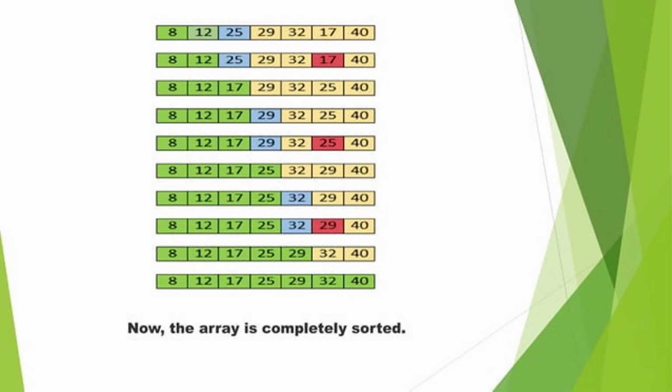Now again continue sorting. From index 4 onwards, the smallest element is 29. Swap 29 with 32. Now the resultant array is 8, 12, 17, 25, 29, 32 and 40. So the last two numbers 32 and 40 are already sorted, so no need to change their positions.